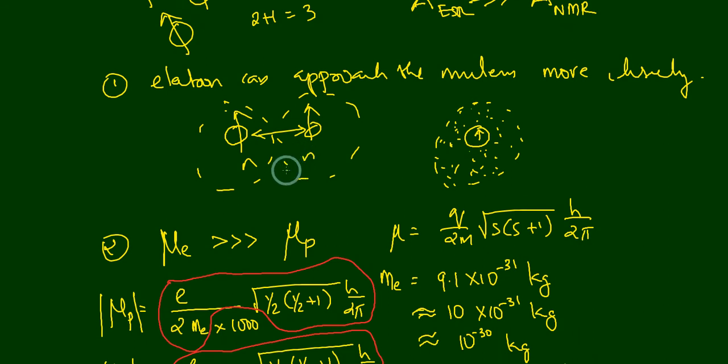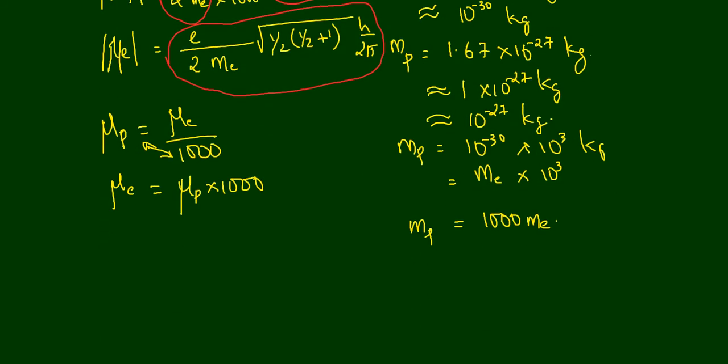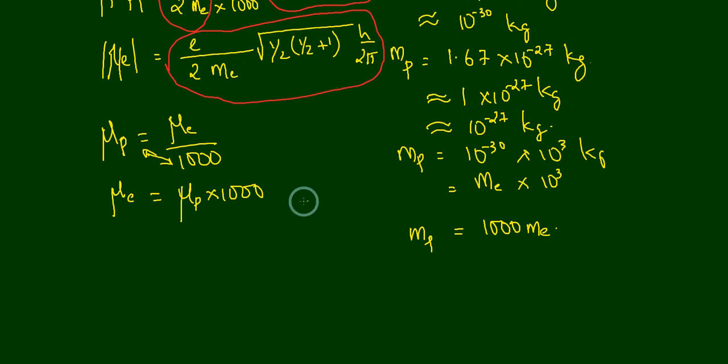So we have analyzed two reasons here. One reason is that the electron can approach the nucleus more closely, and so there will be a better interaction between the electron and the nucleus compared to the nucleus-nucleus interaction in NMR. The second reason is that the electron is a much better magnet compared to the proton, and the electronic magnetic moment is 1000 times the protonic magnetic moment. Because of these two reasons, we will observe a much larger coupling constant in the hyperfine structure of the ESR spectrum.